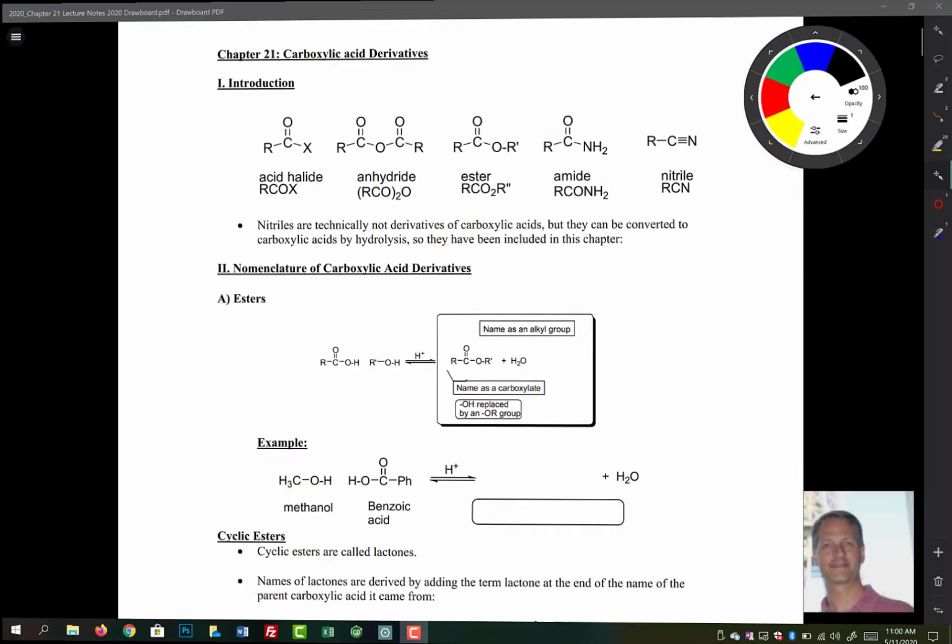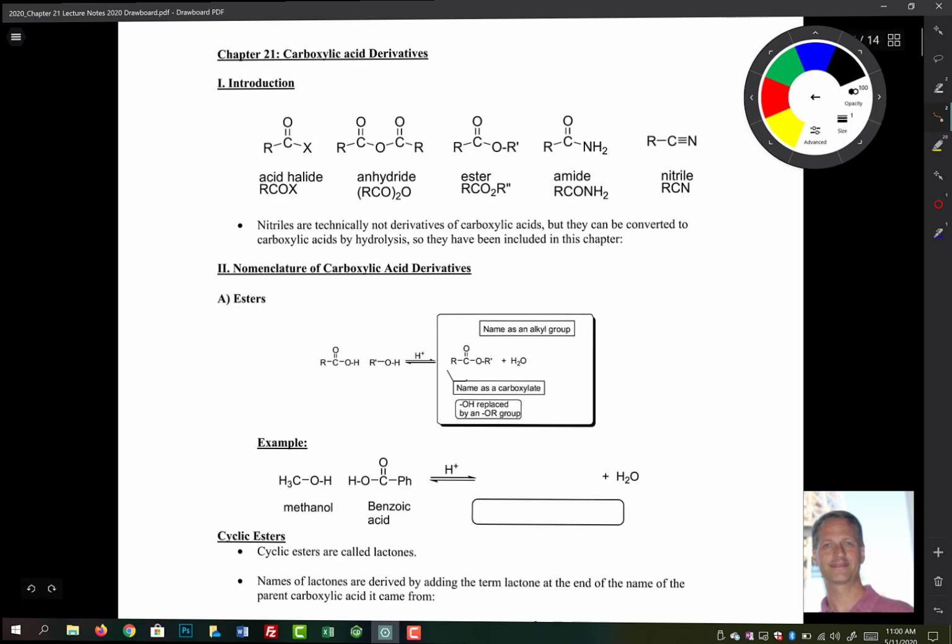Well, this chapter is a continuation of carboxylic acids. In particular, we'll talk about their derivatives. So to introduce some of these derivatives to you, let's take a look at this little table down here below. So starting off at the left, we have acid halides. So here we have usually a chloro group, like an acid chloride.